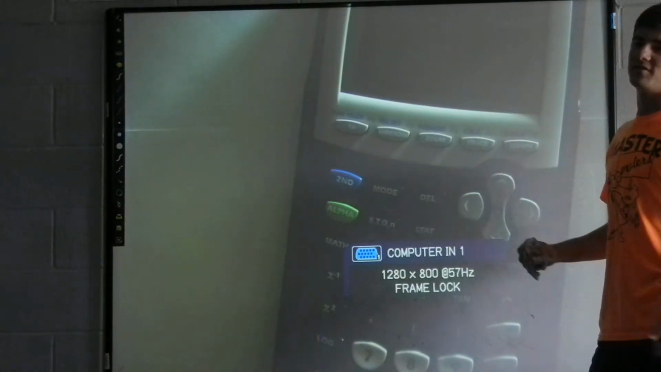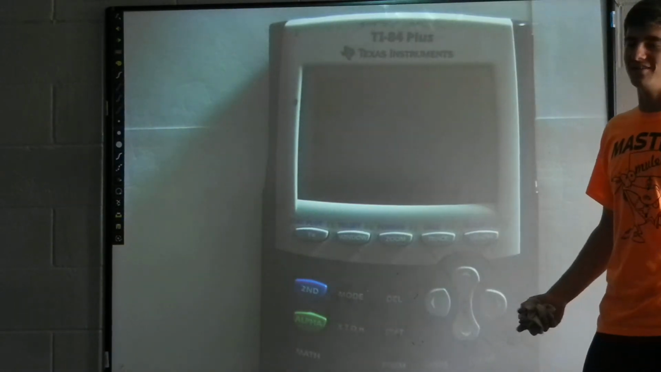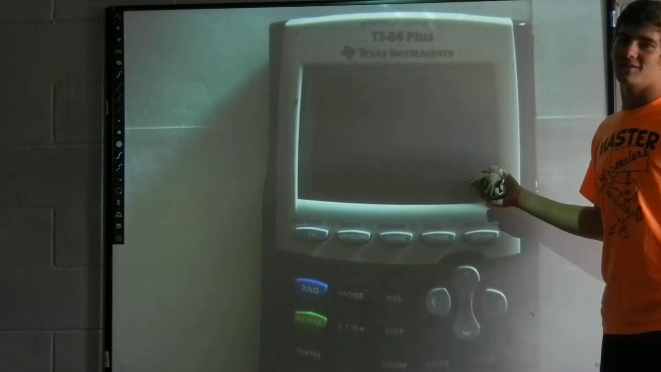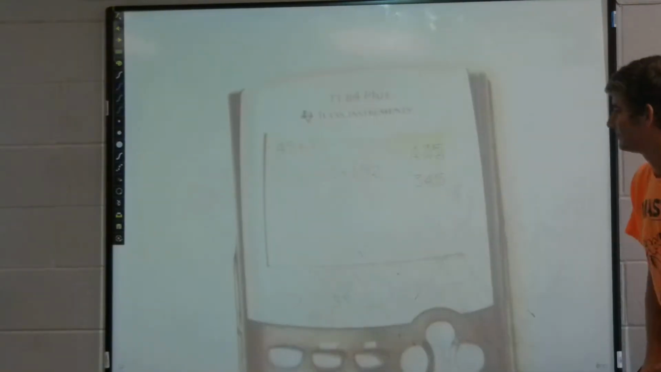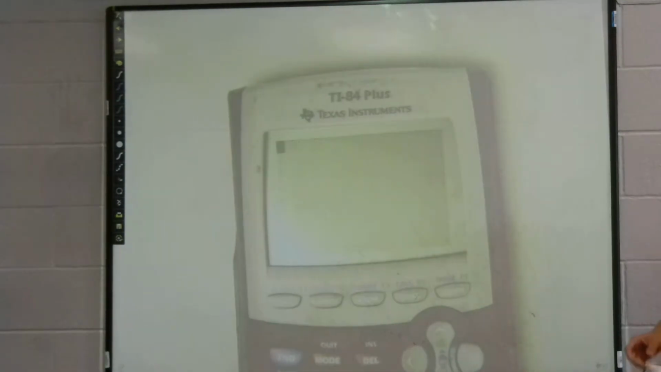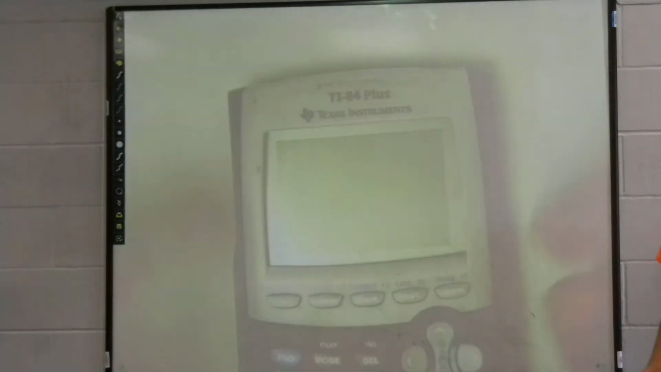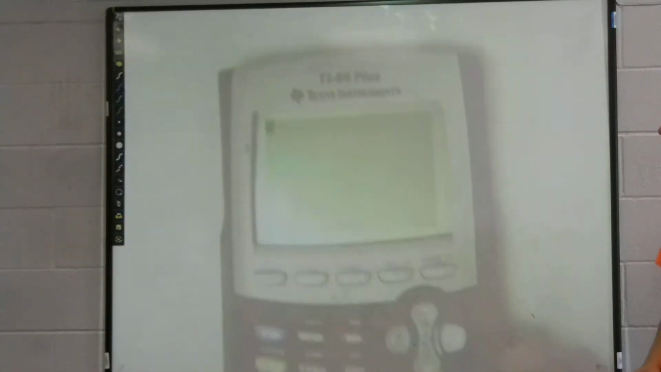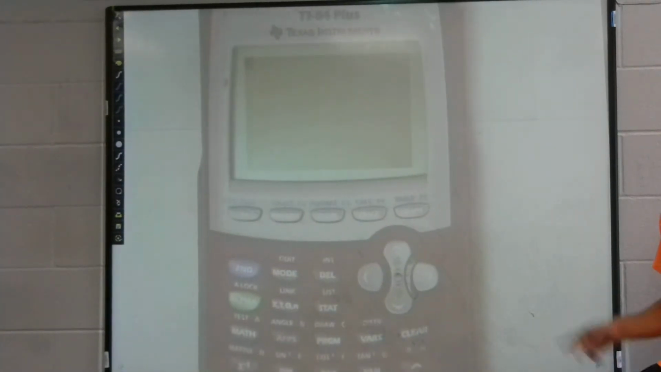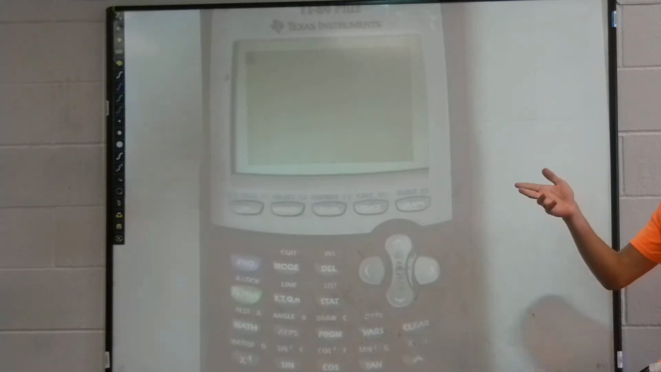For you guys who don't really like doing a lot of work with your hands, who like shortcuts, Logan here is going to show you how to do it with the calculator. You might think there's got to be an easier way that we can do this problem and not have to do as much work.